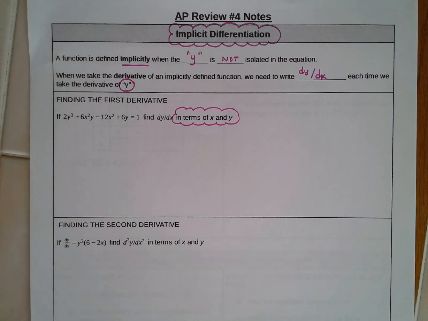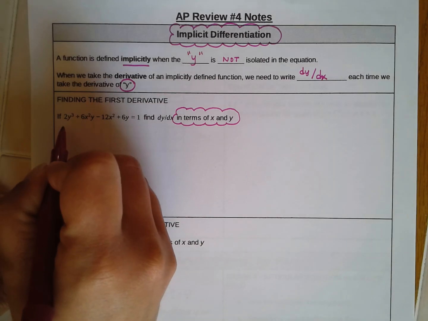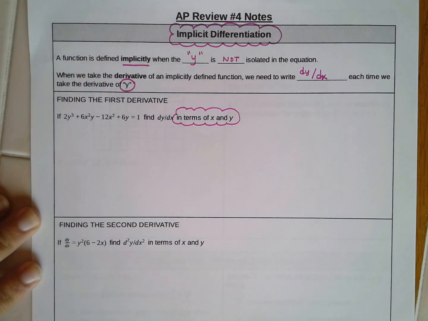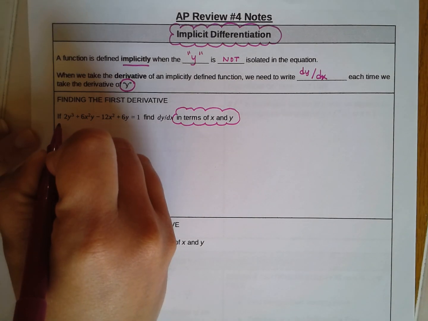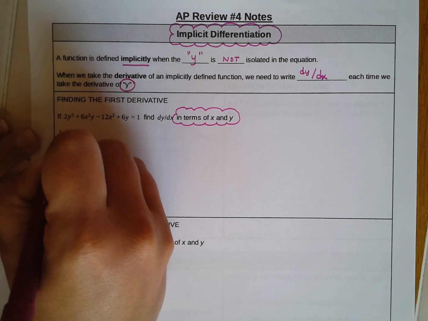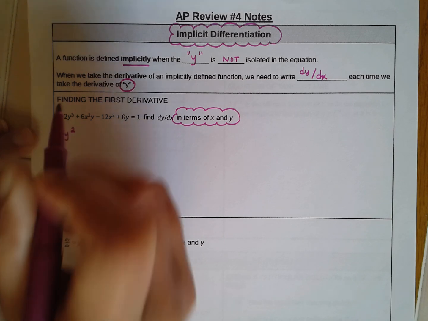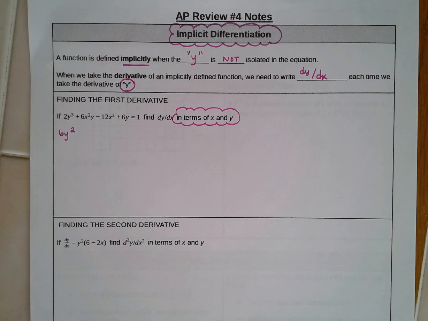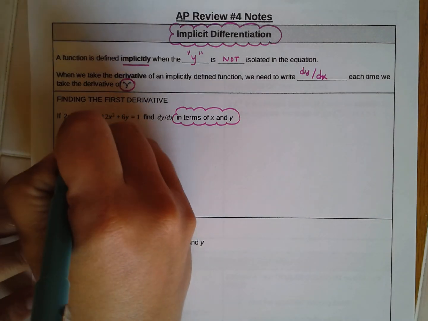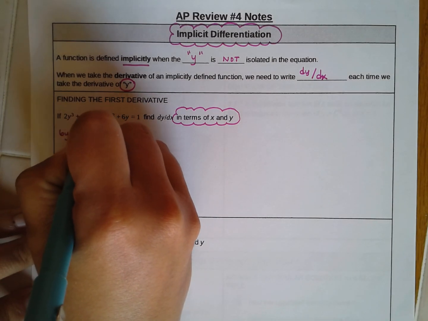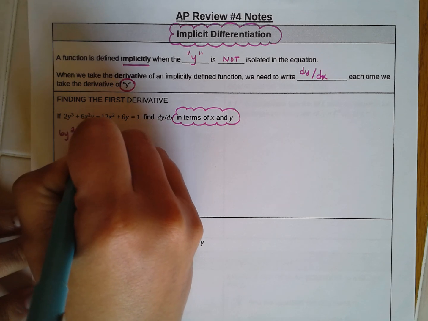All right, let's go ahead and review how to take this derivative. So the first thing I would do is one term at a time, take the derivative of each piece of this original equation. So the derivative of 2y cubed would be 6y squared. And because I'm finding the derivative of y here, I would put times dy over dx to represent the derivative of y.